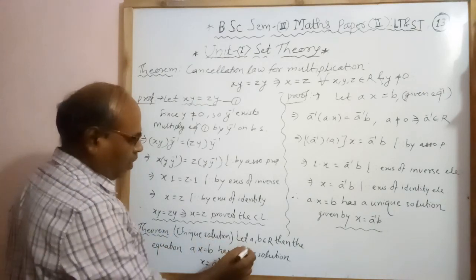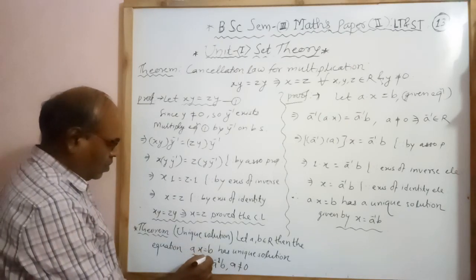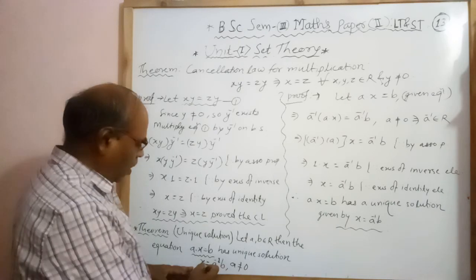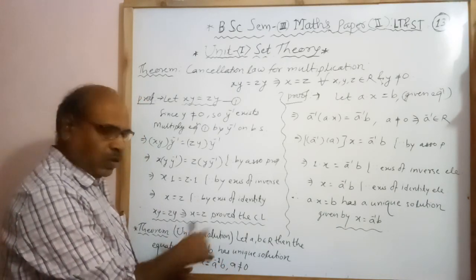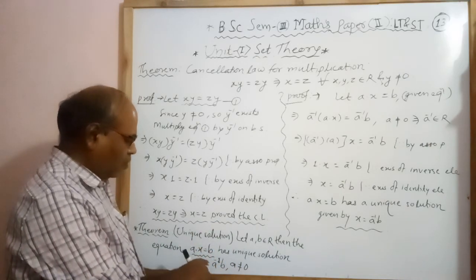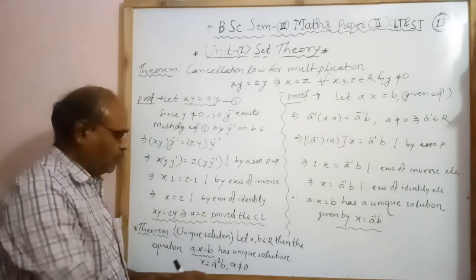Unique solution. If A, B belongs to R, then the equation Ax equal to B has a unique solution given by x equal to A inverse B. If we take A on the right hand side, we get 1 by A, that is A inverse B. Therefore, this equation has the solution x equal to A inverse B. We see the proof of the theorem.